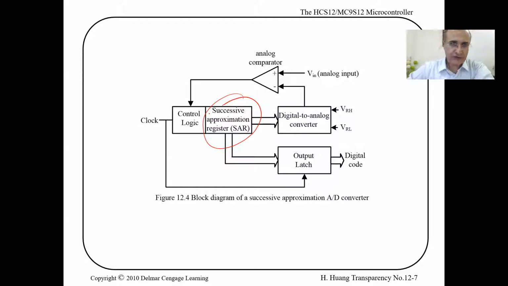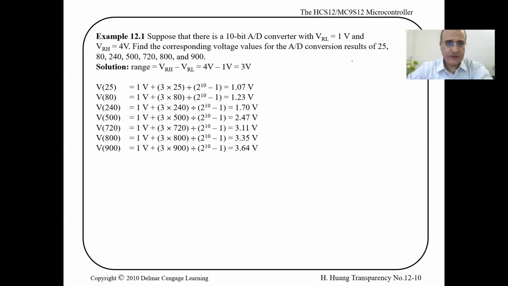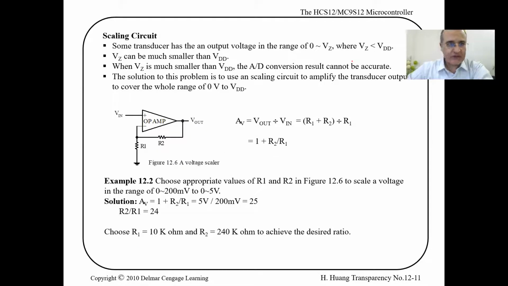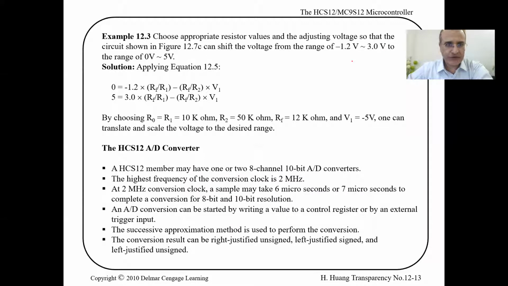We spent a little time here, and this is the way that HCS12 works. And we talked that A to D converters are ratiometric, which means that the digital value is relative to the voltage reference low and voltage reference high that you preset. We looked at some scaling circuits, amplifiers, shift and amplify circuits to do the signal conditioning.